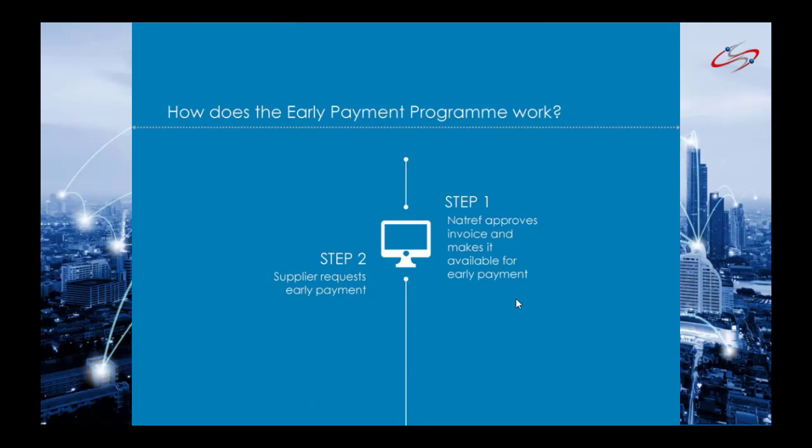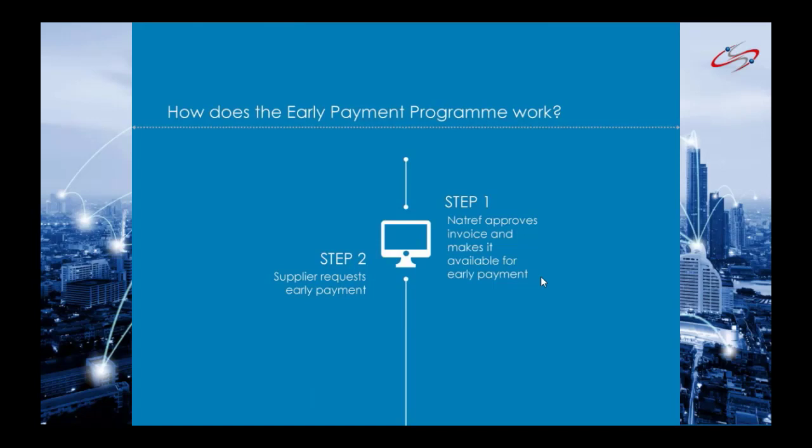The only change is that you will have more visibility on the program on your invoices, when they are approved, or when the original due date is based on your current agreed payment terms. And you will also have the ability to request an early payment. So Natref approves your invoice and makes it available for early payment. So how does this early payment work?